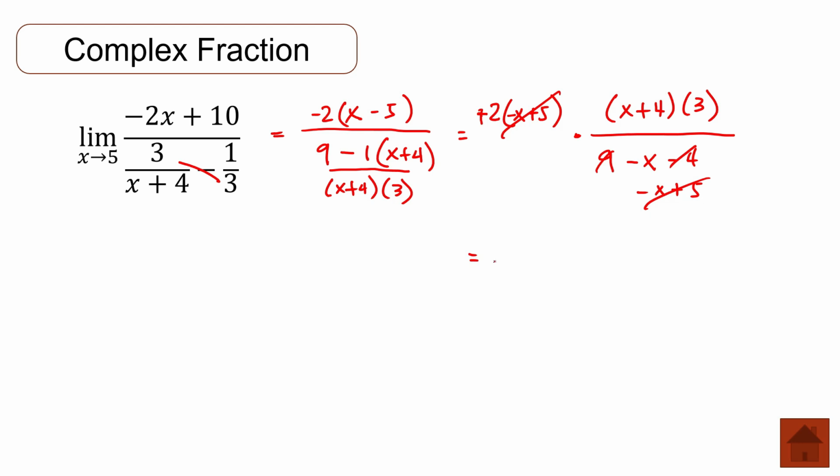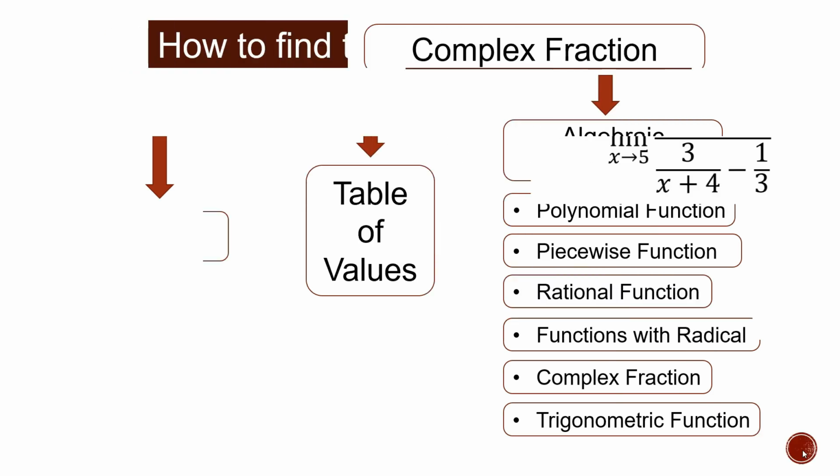And that's going to give us positive 2 times x plus 4. So that's 5 plus 4 times 3. So 5 plus 4 is 9. Times 3 is 27. Times 2 is 54. Right, so 54 is the answer in this problem. Let's go to the, I think, last one, I believe.